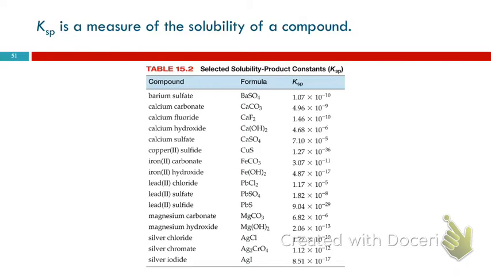KSP values are not something that you memorize. You look them up in a table if you need them. Here's a table from your book showing a bunch of different ionic compounds, their formulas, and here are the solubility product constants. Most of these are quite small numbers. Some of them, like this one, copper 2 sulfide, 10 to the minus 36. That is very, very insoluble.